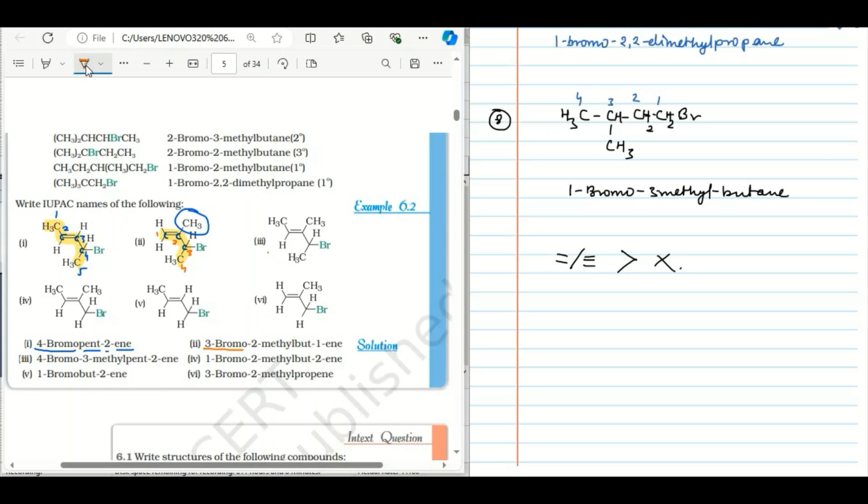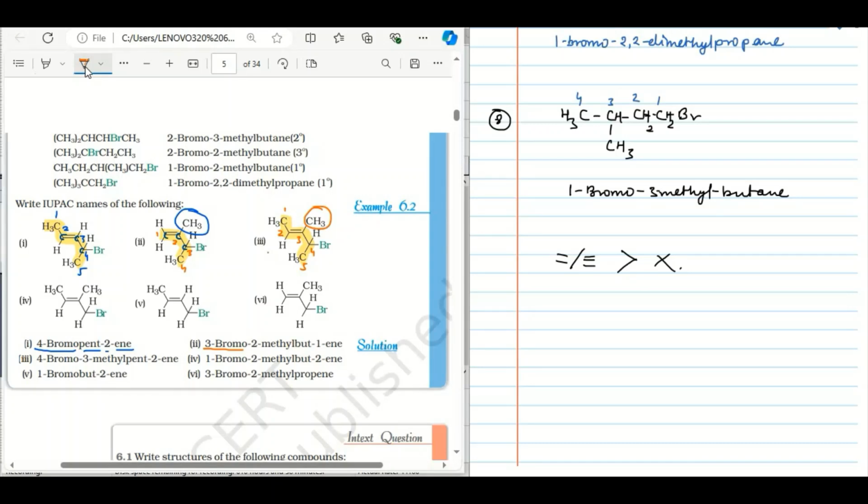Now come to the third example. Here select the longest carbon chain. First of all, count the carbons 1, 2, 3, 4, 5. So that's how you will get 5 carbon long chain, which starts from here 1, 2, 3, 4 and this is 5. Now number this chain. So here this is first, second, third, fourth and fifth. Bromine is bonded to fourth carbon. This is one methyl substituent which is bonded to third carbon, and double bond starts from second carbon.